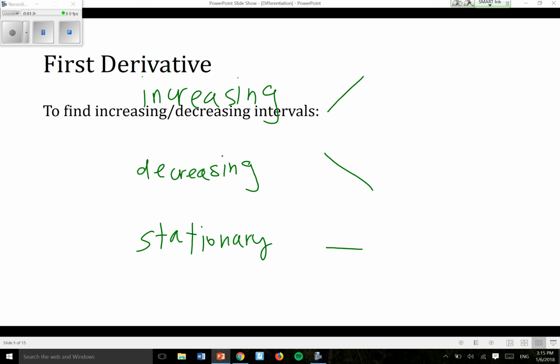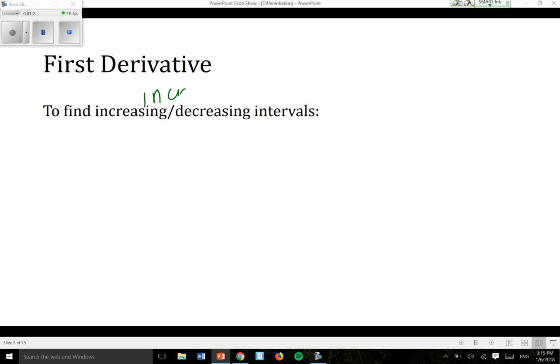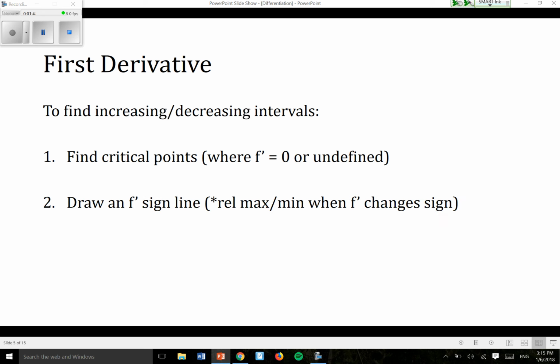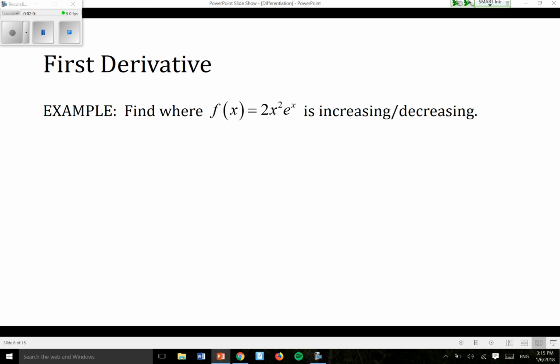To find increasing and decreasing intervals, we have a pretty easy test for that. First, you find your critical points. And remember, critical points are where f prime equals 0 or it's undefined. Between these critical points, our function has the opportunity to change from increasing to decreasing or decreasing to increasing. Once we find those critical points, we put them on an f prime sign line. And then we can find our relative maxes and mins when f prime does change sign. So we'll do an example of that.